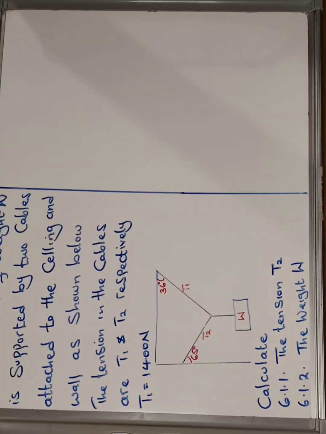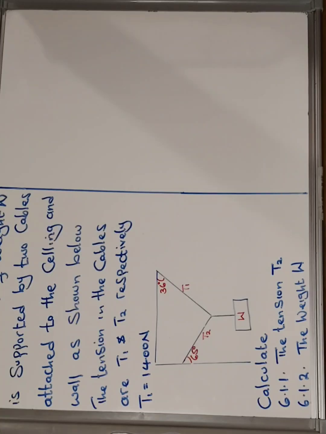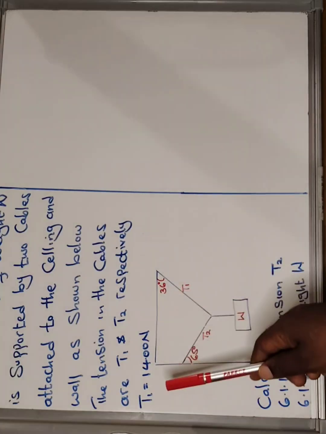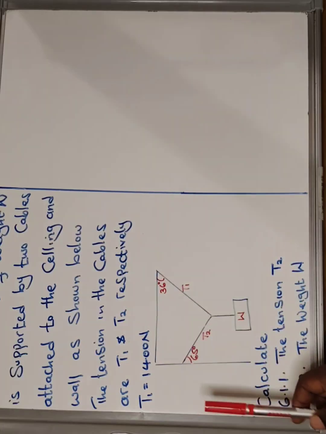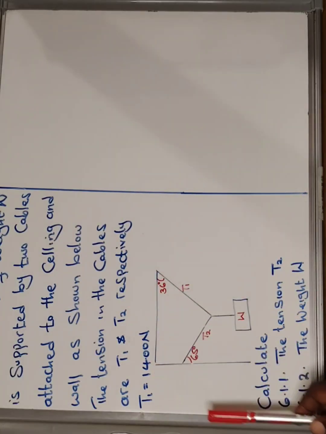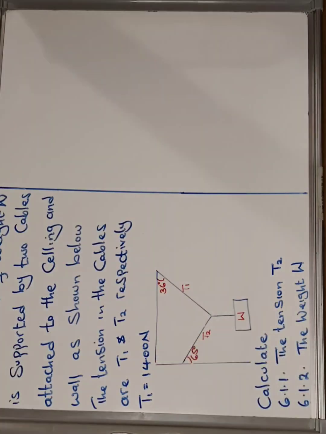Okay, let us analyze it. It says an object of weight W is supported by two cables attached to the ceiling and wall as shown below. The tensions in the cables are T1 and T2 respectively. T1 is 1400 newtons. So the question says, calculate the tension T2.